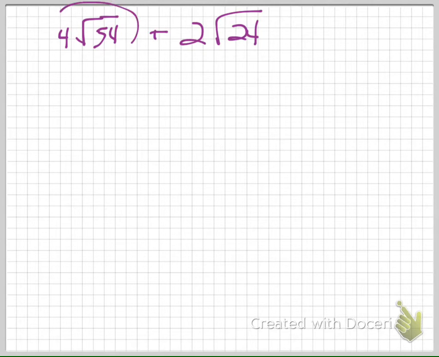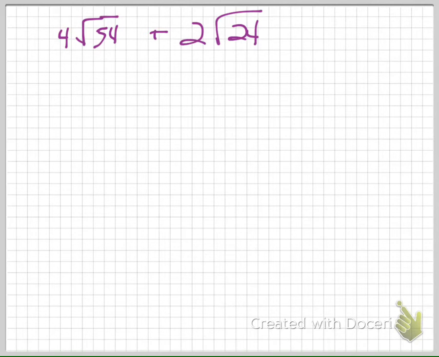Try this. Try 4 times the square root of 54 plus 2 times the square root of 24. Here's the deal. All you're going to do, let me just show you the process, is take this thing by itself and factor it as best you can. You're going to break it down, simplify that as best you can, and then simplify this as best you can, and then you're going to add it if you can.